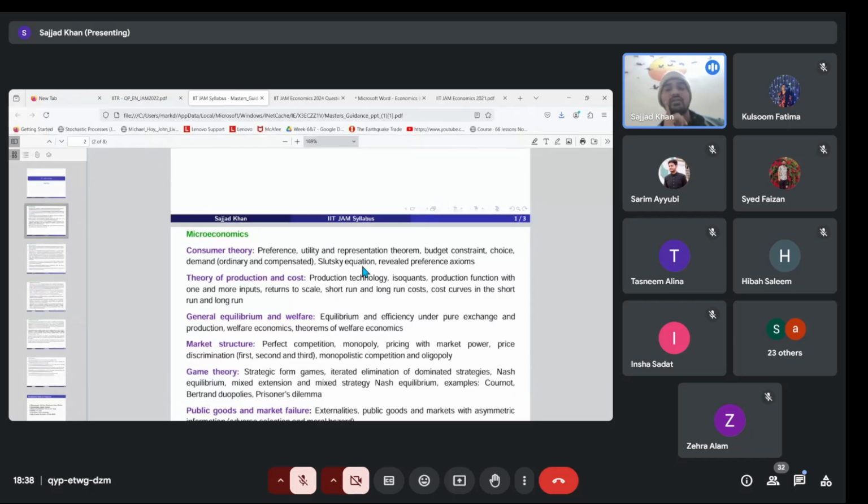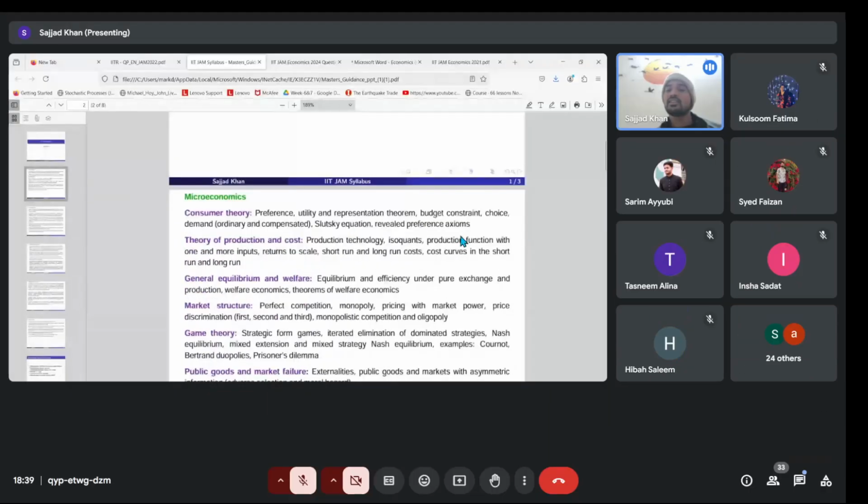If you ask about ISI also, they ask only WARP and SARP, so you should have knowledge about them. Only basic knowledge is required in choice theory. But the most important topic in consumer theory is the Slutsky equation. They ask about the price effect, income effect, and substitution effect. Apart from that, they ask temporal choice questions. In revealed preference theory, they ask only about WARP and SARP. It is not that important.